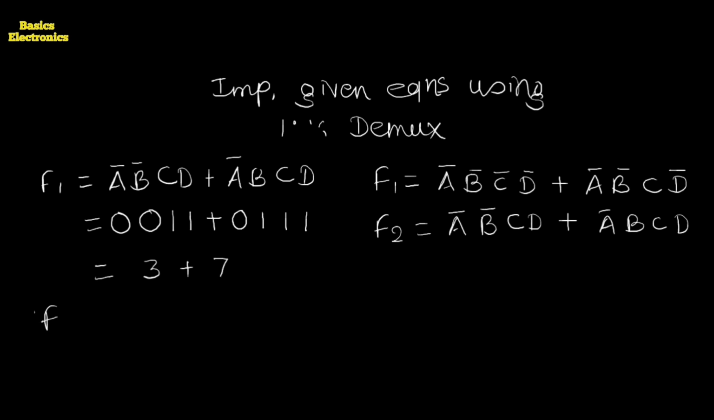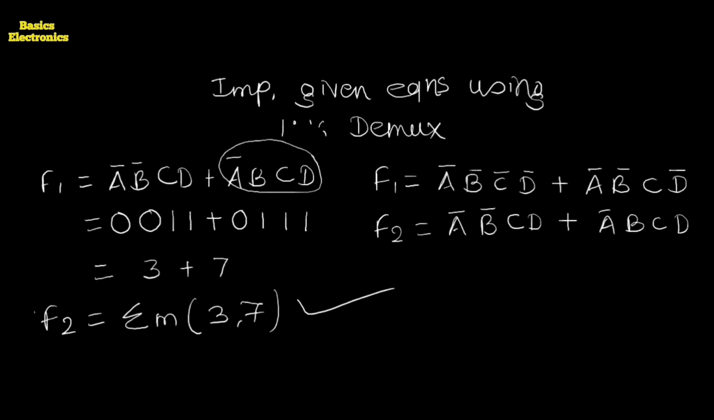Then the second equation we got is F2 equals summation of min term in bracket 3, 7, and we know how to solve it. But this cannot be implemented using the 1 line to 8 line demultiplexer, because here the input variables are the 4 input variables, A bar, B, C, D. So for that we require the 1 line to 16 line demultiplexer.